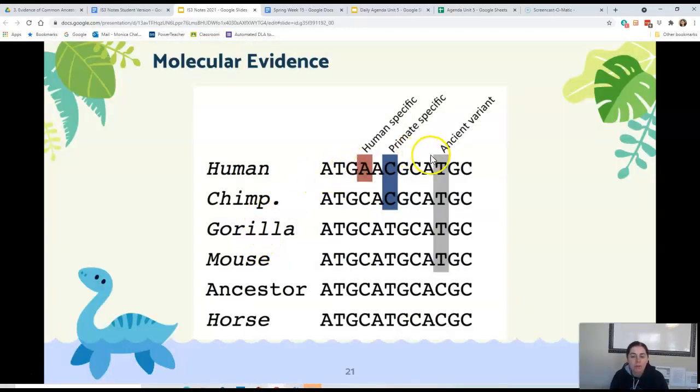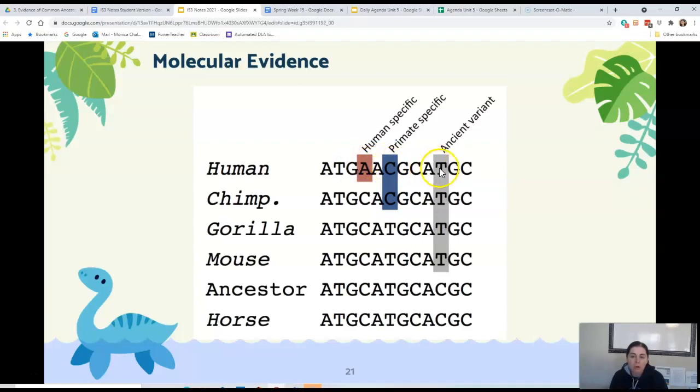So here's an example of the molecular evidence. We have humans, chimpanzees, gorillas, mice, and then another ancestor, and horses. All of them have this part that's the same, which means there was at some point a common ancestor that had shared this. This is different, so it's just showing you a different strand there. We have more in common.